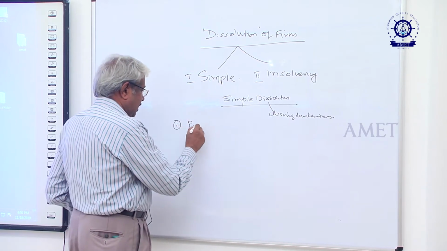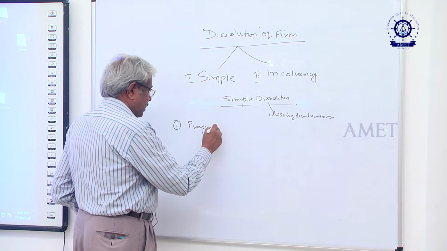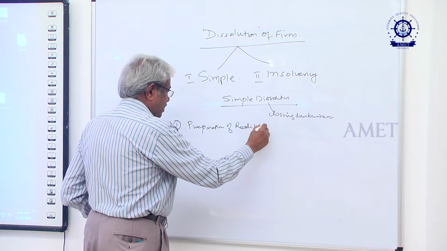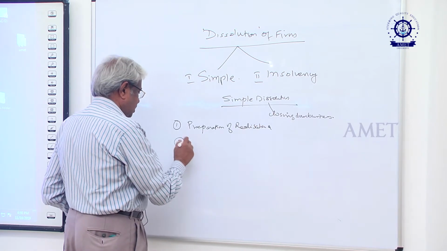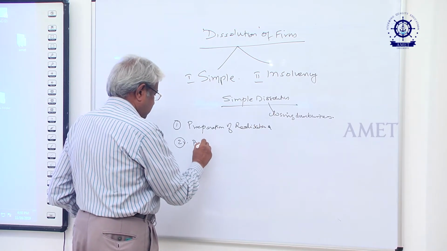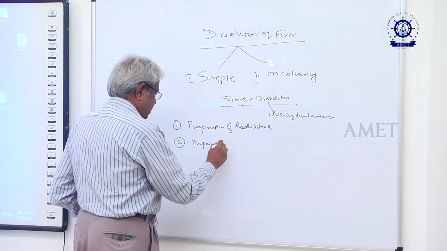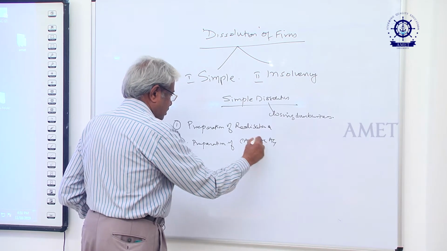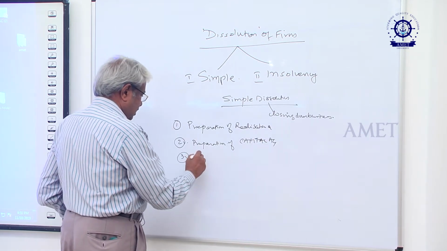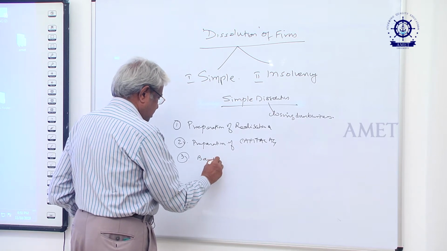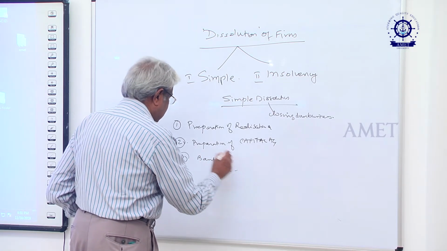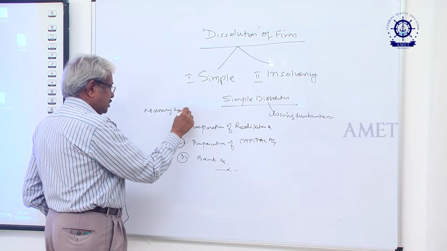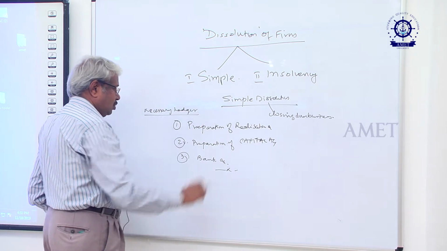That is, number one, preparation of realization account. Number two, preparation of capital account, capital account of the partners. And finally, the bank account. These are the necessary ledger accounts to be prepared and closed.